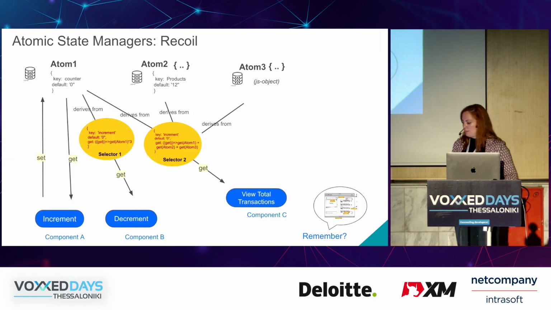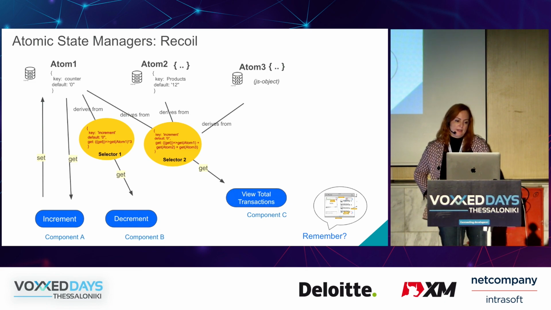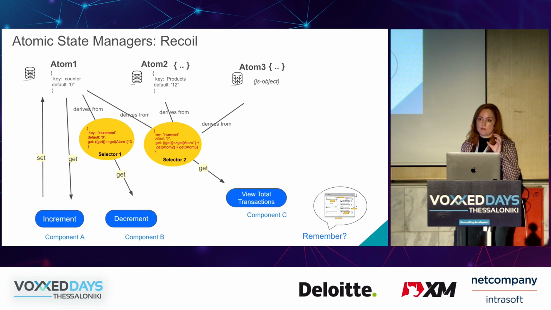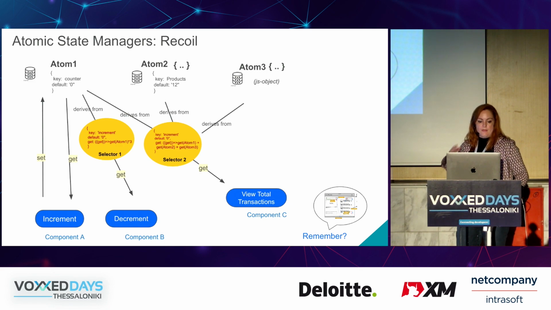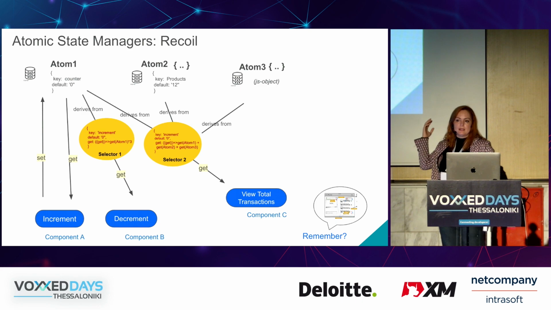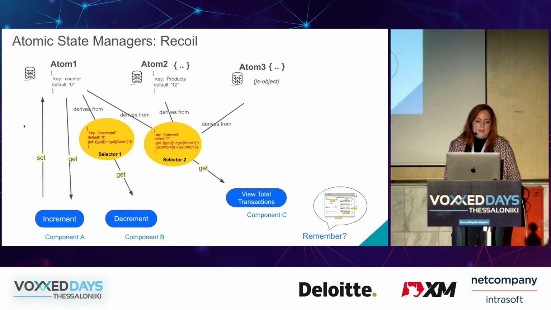Let's go to the atomic state managers. We said before that the atomic state managers are using smaller units where we store the data. These units usually have the structure of a key, which is used as a reference. It's like the properties that we used on the standard JavaScript object way. That's the key, we give it a name, and we give it a default value.